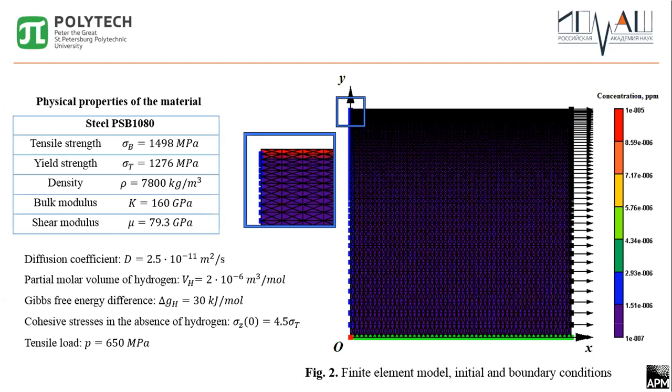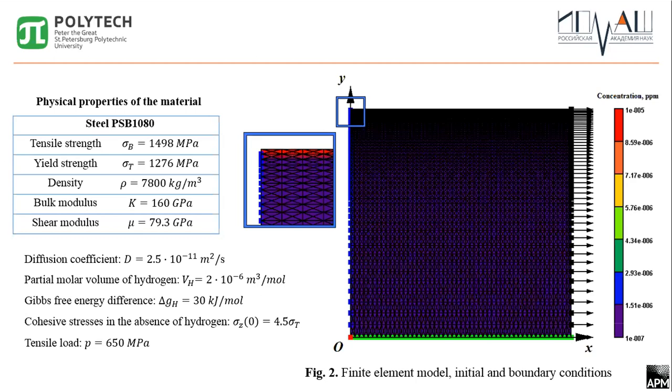The nodes on the lower side were prohibited from displacement in the vertical direction OY, and the node points on the left side were prohibited from displacement in the horizontal direction OX. The notch with a length of 23,000 millimeters on the outer surface was considered as a stress concentrator. This section of length had no movement restrictions. The material of the cylindrical sample is high strength steel PSB 1080. Its physical properties are shown in table 1.